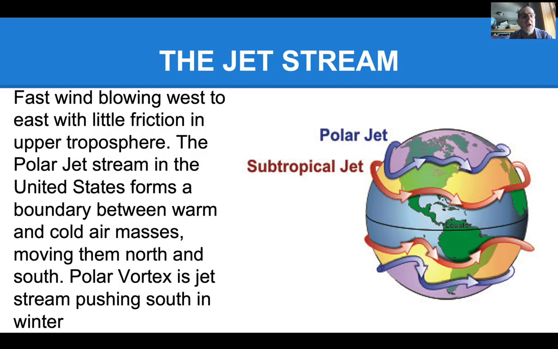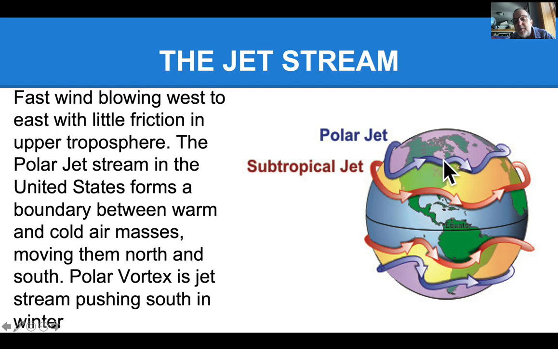The jet stream. This is a very important part of our weather, where high altitude winds in the upper troposphere blow from west to east with little friction, and they have a seasonal component where in the summer the jet streams are up further north, and in the winter a little bit further south.